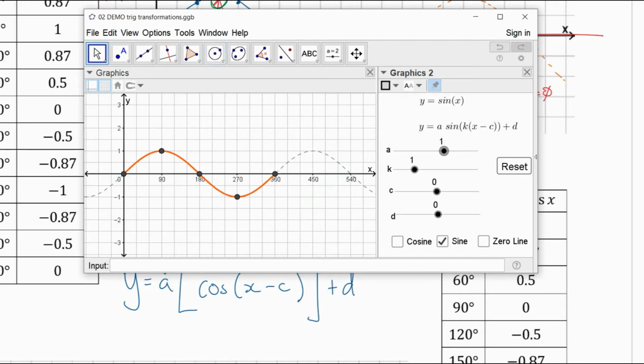Okay, what's next? We're skipping K for now. We'll come back to that in a little bit, not today, in a few days. Let's take a look at D. I think it's the next sort of easier one. So D, what do you think it's going to do?